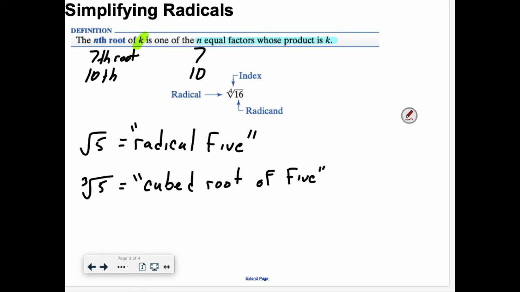Now, whatever this number outside is, that's called the index, and that's telling us how many equal factors we're having of that number. So in this example right here, I want 4 equal factors whose product is 16. Last but not least, the radicand. That's everything under here. Everything underneath the radical sign is our radicand.